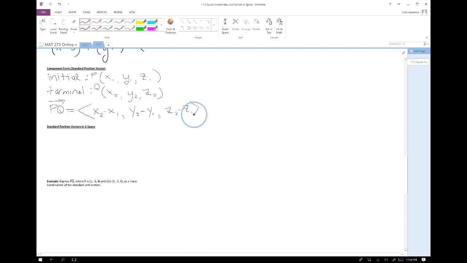So really, the components of a vector are describing the change in each of our coordinates as we move from the initial point to the terminal point. Anytime you see subtraction in a mathematical formula, it usually is representing a change.